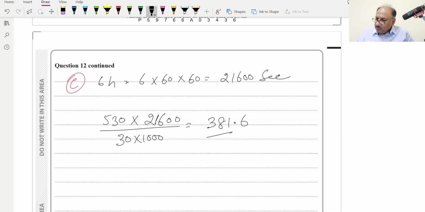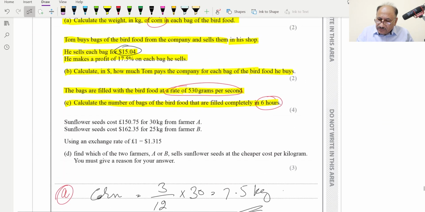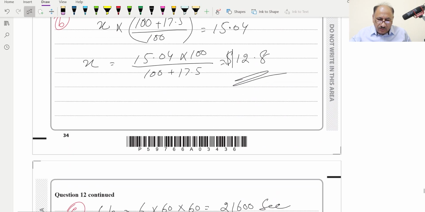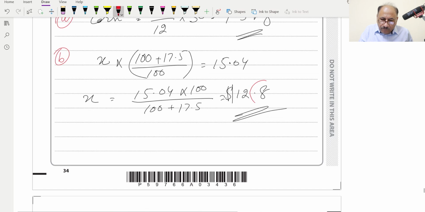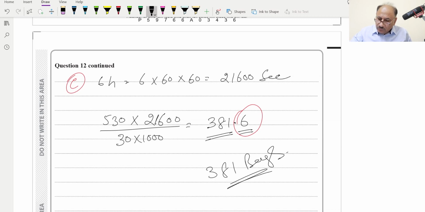381.6. So 381 are the complete bags, and this is the additional portion. But in the question they are asking to calculate the number of bags of bird food that are filled completely. So we are not considering this additional portion. This is part B, we have to go to part C. This additional portion we will not be considering, and we will write this many bags. Hopefully you understood this C part as well.